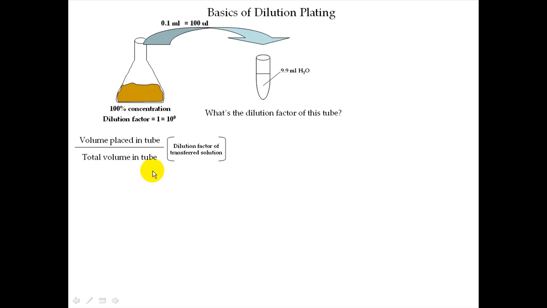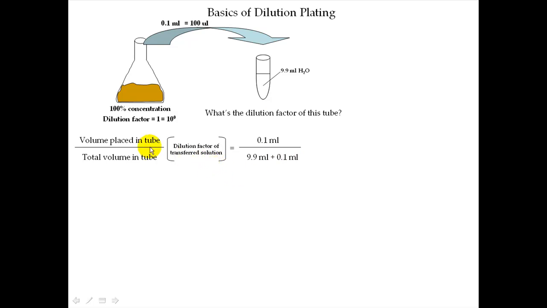So plugging numbers then into this equation to figure out the dilution factor of this sample, here's what it would look like. Right, so in this example, that would equal, well, the volume that you placed in this tube, we're telling you, was 1/10 of a mil. Right? That's how much we put in there. So it would be 1/10 of a mil divided by the total volume in this tube. Well, we're telling you that there's 9.9 mils of water in there, so that's some of the volume. To that 9.9 mils, you added 1/10 of a mil. So this then would be the total volume of liquid in this tube.